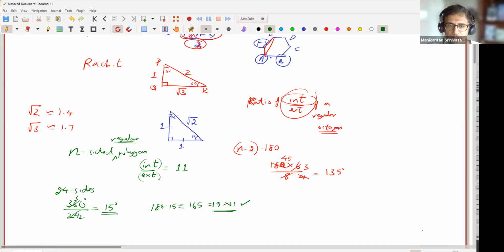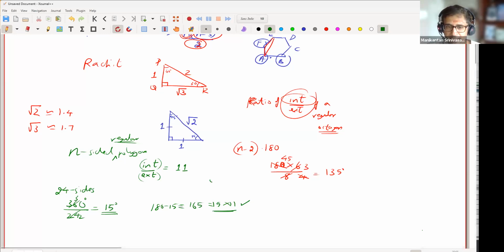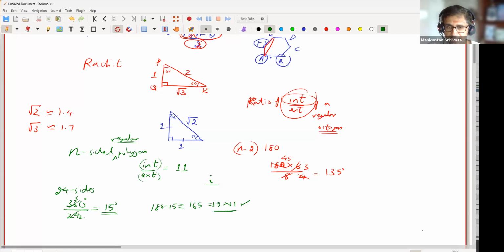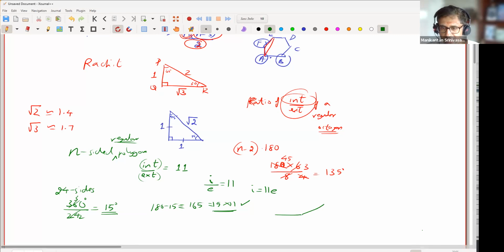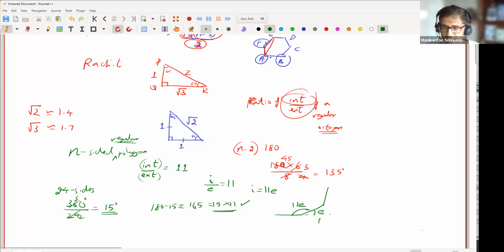So how do you approach it? Let's say each internal angle we call I, and each external angle is E. Then we have I equal to 11E, right? Let's say the polygon is tilting something like this. You don't know how many sides it will be, but if this is E, the exterior angle, and this is I, which is 11 times E, which means 12E is this 180 degrees.